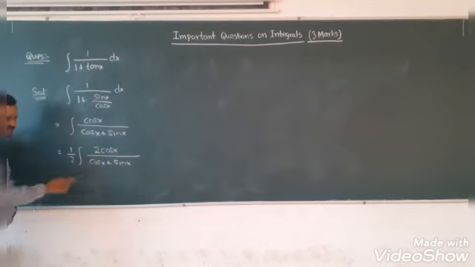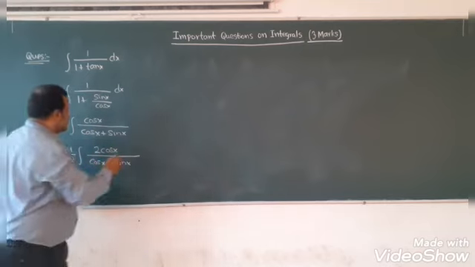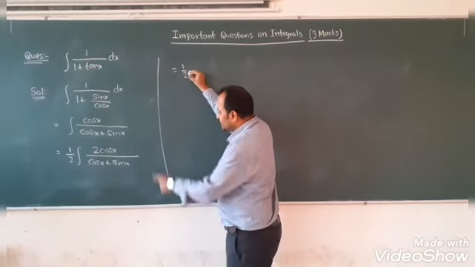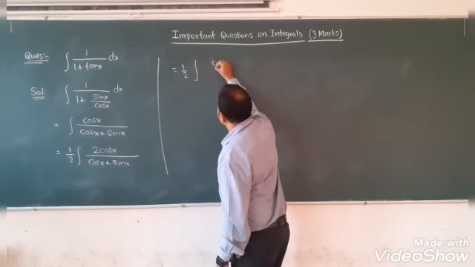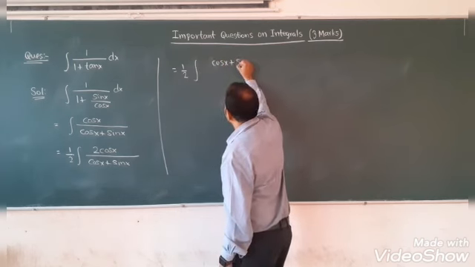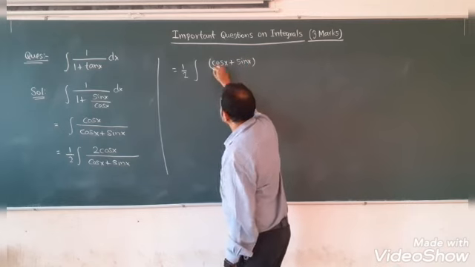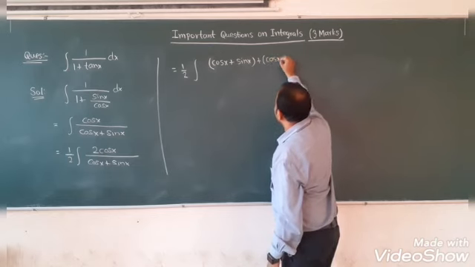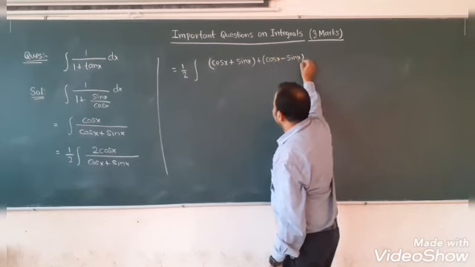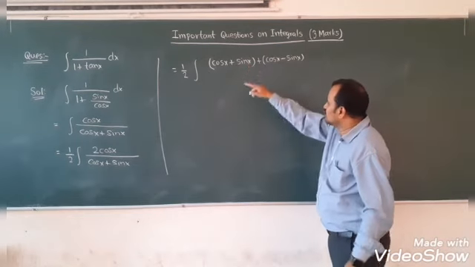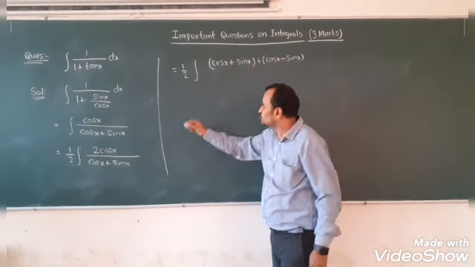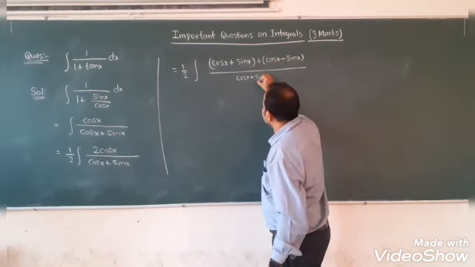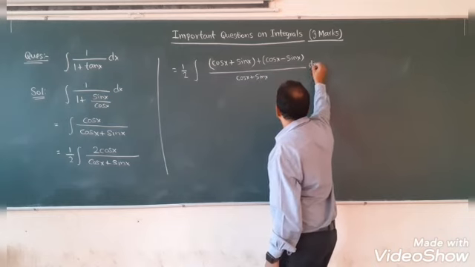This 2 cos x can be written in terms of cos and sin. So we can write this as 1 by 2 times, now see here, this 2 cos x we can write as cos x plus sin x. I am writing one side, right? I want 2 cos x. So again I am writing cos x minus sin x. You can see here sin will get cancelled. Cos x plus cos x is nothing but 2 cos x, divided by cos x plus sin x, dx.